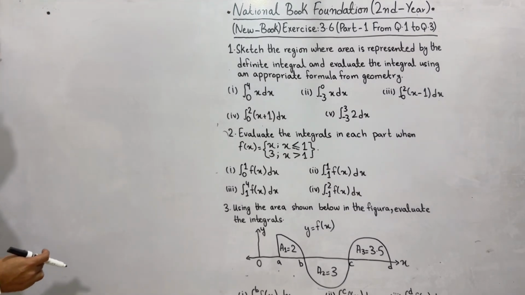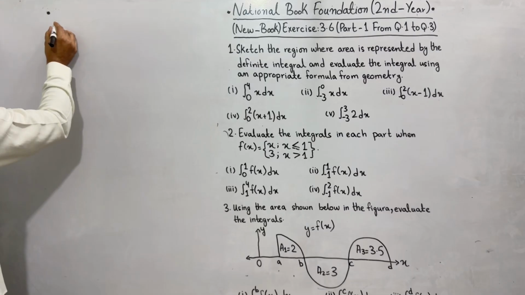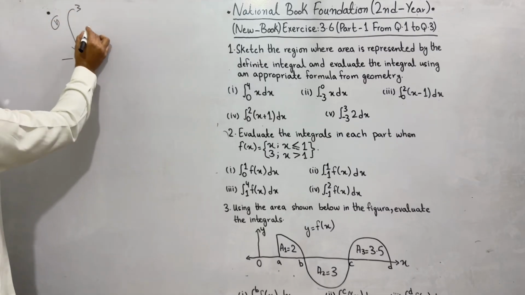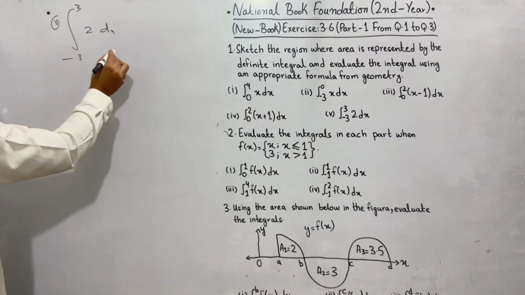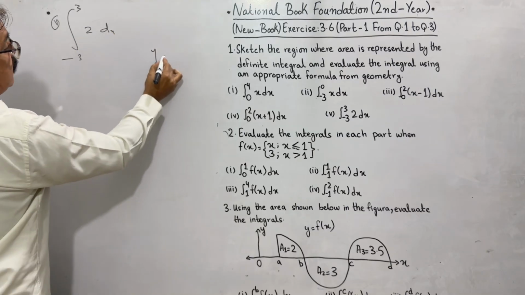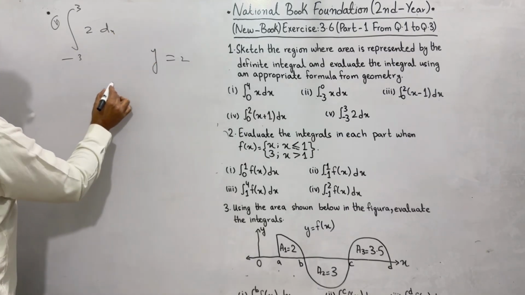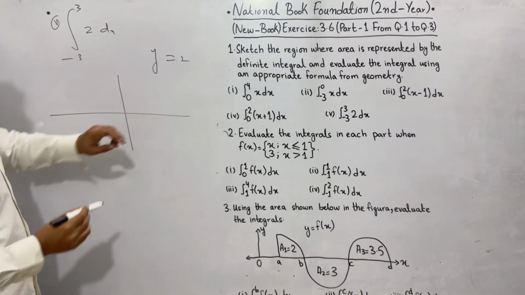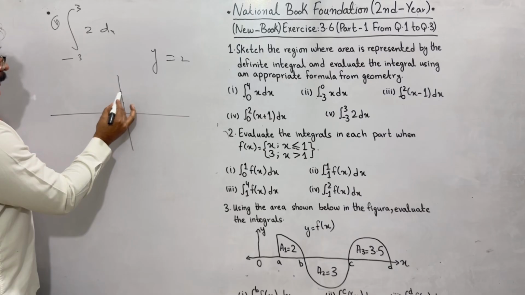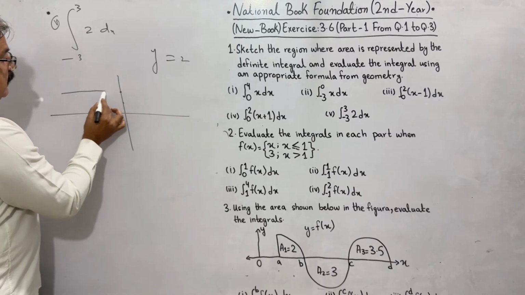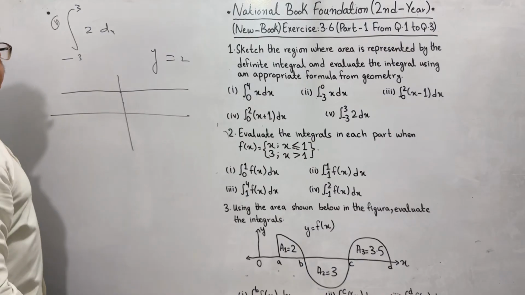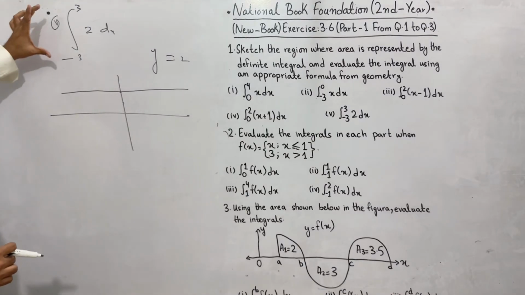Okay, final question of the first one. Question number 5. Upper limits are minus 3 to 3, 2 dx. Now I have y is equal to 2. Let me plot the graph of y is equal to 2. Here 1, here 2. If I extend this one, it's a line parallel to the x-axis.